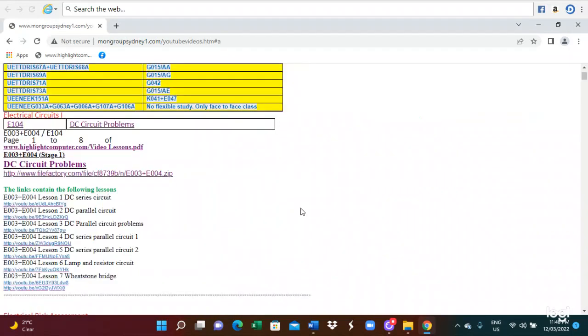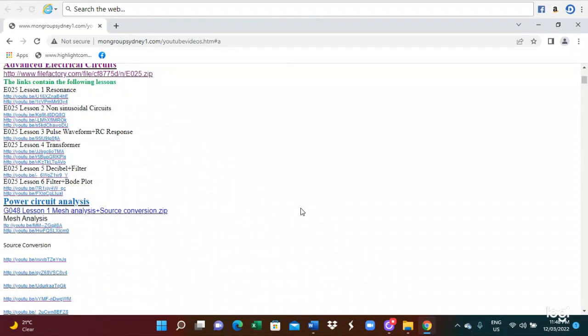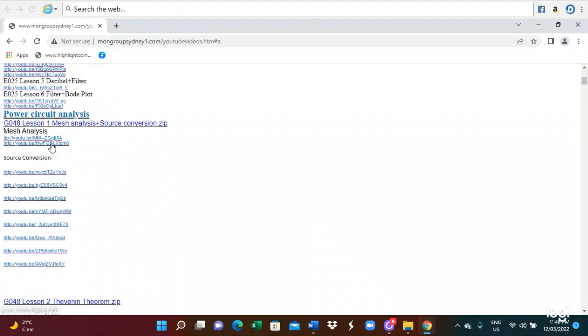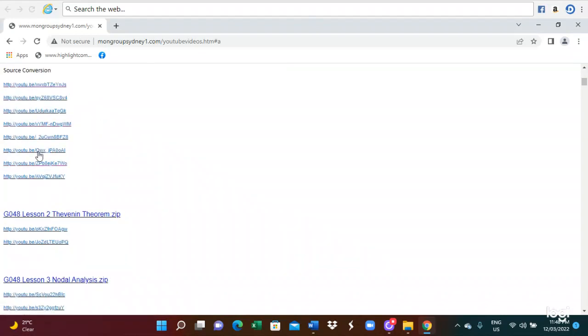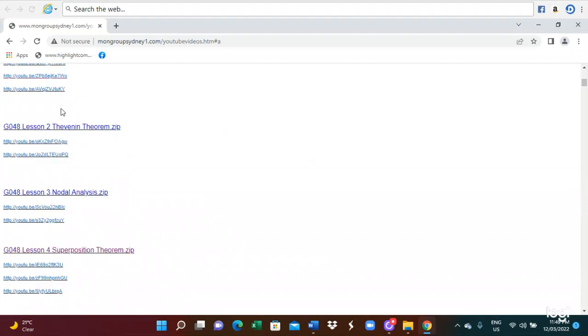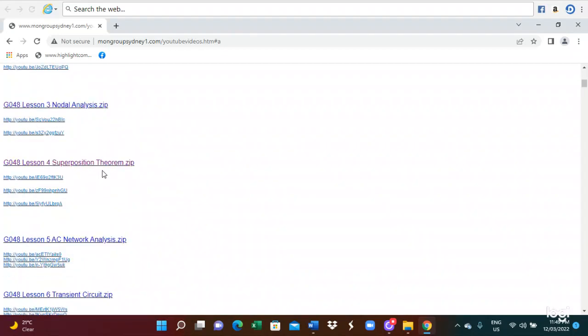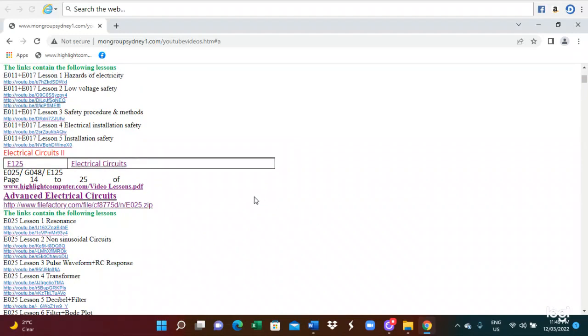Last week we finished the circuit analysis E025. So today we utilize power circuit analysis. So the mesh analysis lesson, you have to view this video, and also the source conversion, you view that video, also Thevenin's theorem, you can view that video, and nodal analysis, superposition, network analysis, and transient circuit. So those are the videos you have to view. And regarding the video lesson, you have to see page 14 to page 25. So this is a video lesson. Page 14 to 45, this is a video lesson.